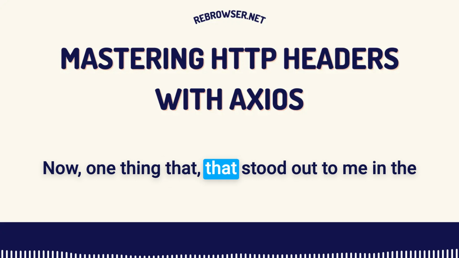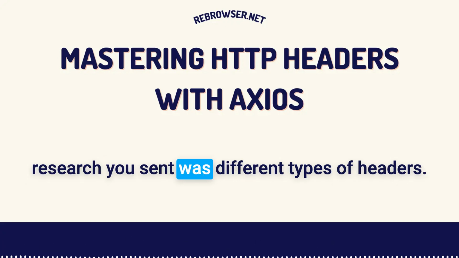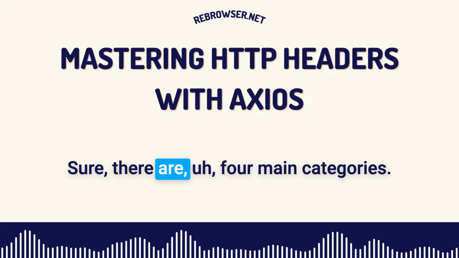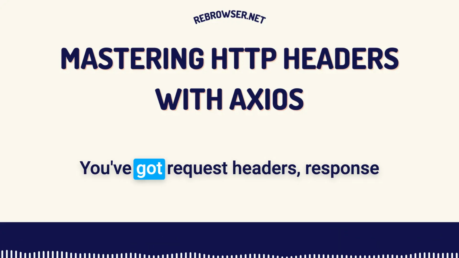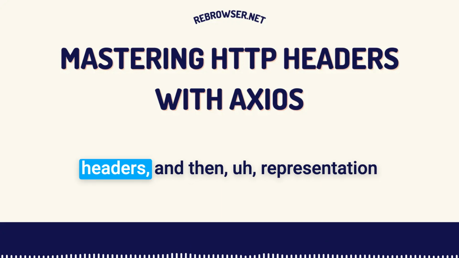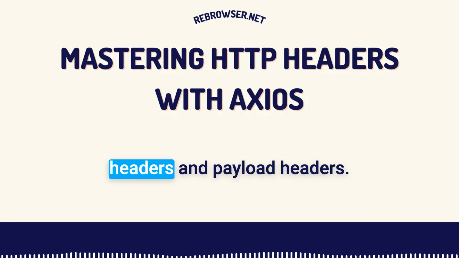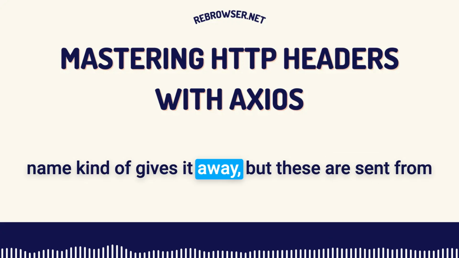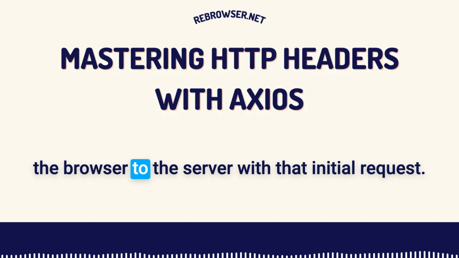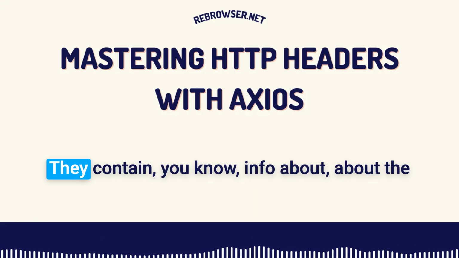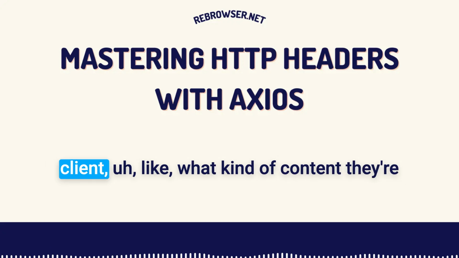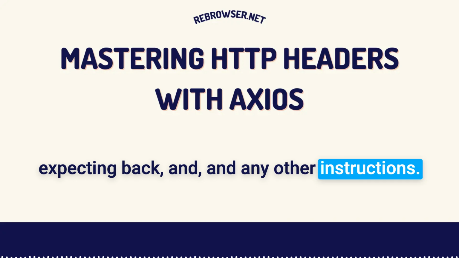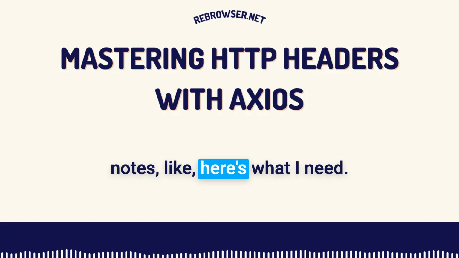Now, one thing that stood out to me in the research you sent was the different types of headers. Can you break those down a bit? Sure. There are four main categories. You've got request headers, response headers, and then representation headers and payload headers. So starting with request headers, the name kind of gives it away, but these are sent from the browser to the server with that initial request. They contain info about the client, like what kind of content they're expecting back, and any other instructions. So those are like the outgoing notes, like here's what I need.